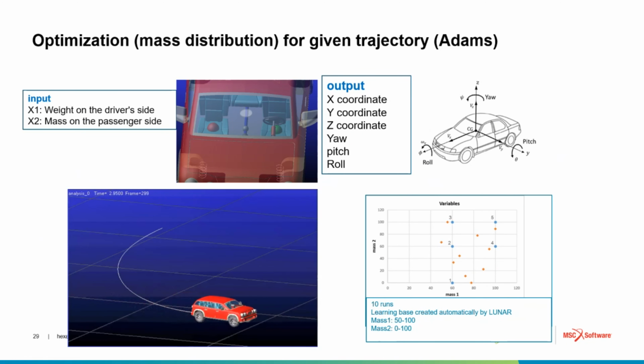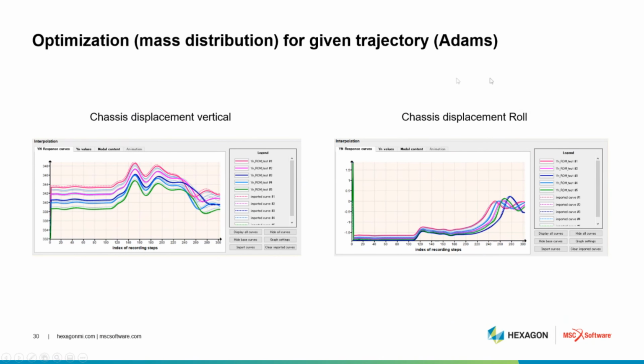Another case is optimization of mass distribution for a given trajectory for a multi-body dynamic case. Here is a car using Adams software. Input here is the weight of the driver side, and another one is the mass on the passenger side. And based on that, the output from simulation is coordinates x, y, z, and yaw, pitch, and roll of the car. And we had 10 runs here with mass 1 from 50 to 100, and mass 2 is 0 to 100. Based on that, we want to see the chassis displacement vertical and chassis displacement roll.